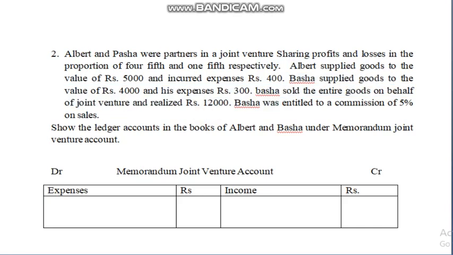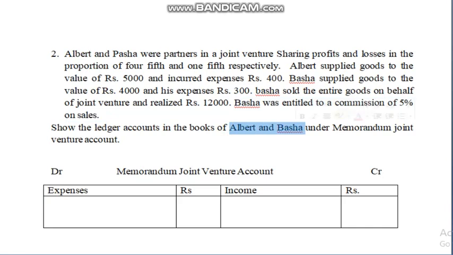And next, Basha sold the entire goods on behalf of the joint venture and he realized rupees 12,000. So who sold the goods? Mr. Basha. And the last one, Basha was also entitled to a commission of 5% on sales, that is based on sales. Here we need to show a ledger account in the books of Albert and Basha.